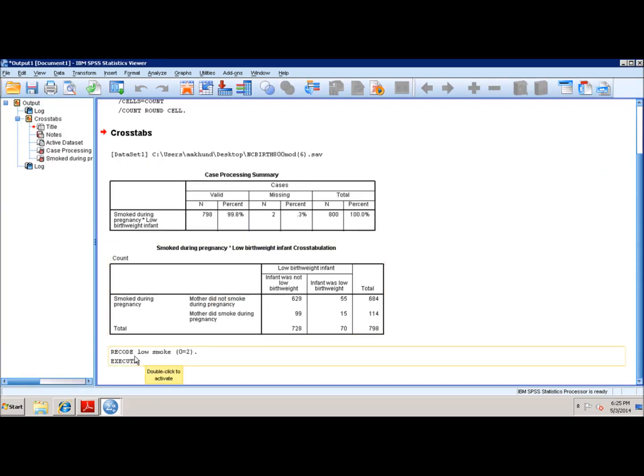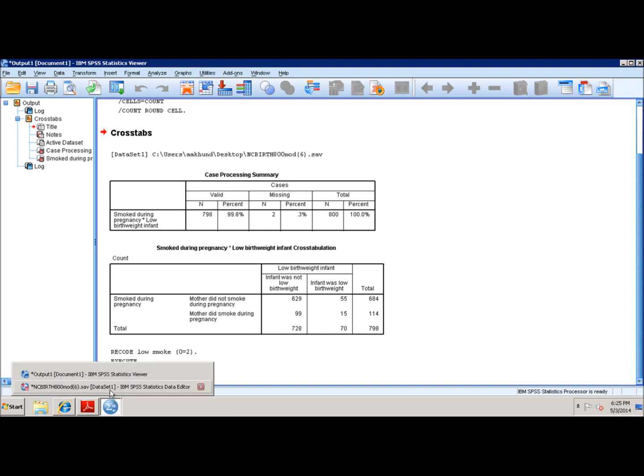So what happens now when we click OK, we can see here in our output on the bottom the syntax. It's a pretty simple syntax. It's saying recode. You're putting your variable names. One was low birth weight, the variable name was low, and the other one smoke. And within parentheses, we're telling SPSS to make all zeros equal 2. And then we write execute. This is the syntax associated with this.